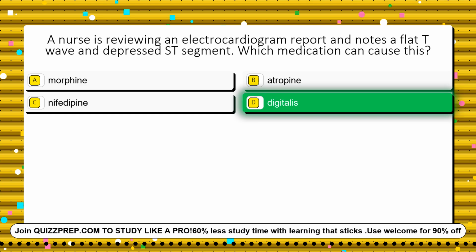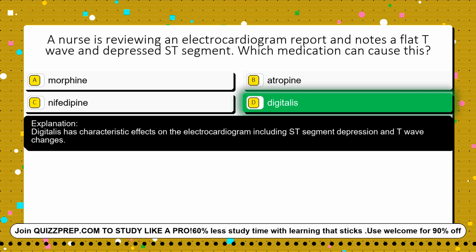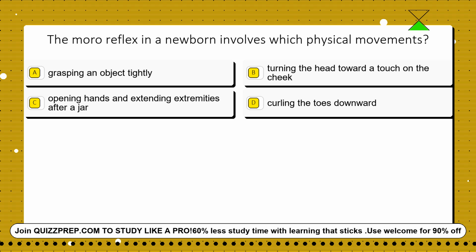The correct answer is option D, digitalis. Digitalis has characteristic effects on the electrocardiogram, including ST segment depression and T wave changes. Question 31. The Moro reflex in a newborn involves which physical movements? Option A, grasping an object tightly. Option B, turning the head toward a touch on the cheek. Option C, opening hands and extending extremities after a jar. Option D, curling the toes downward.